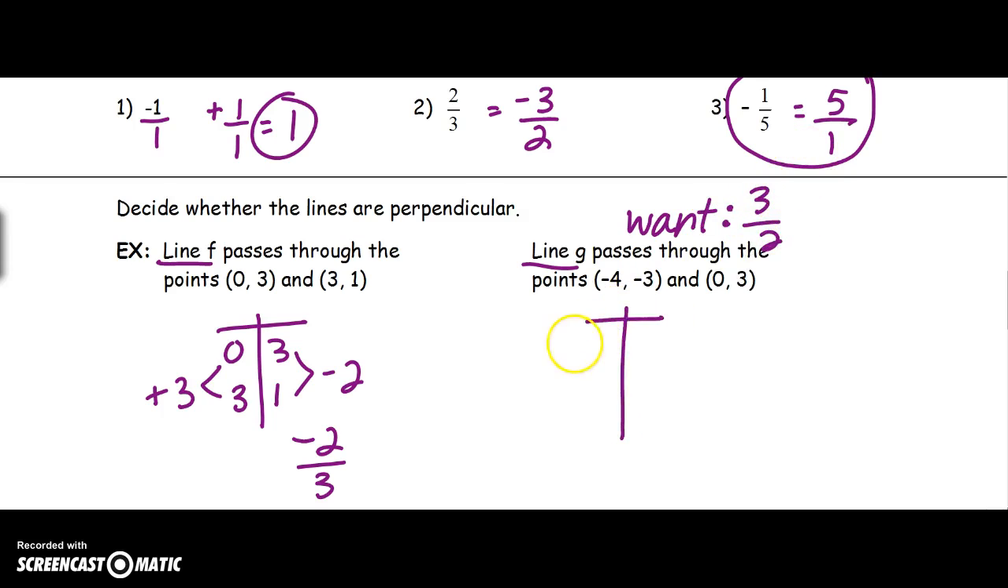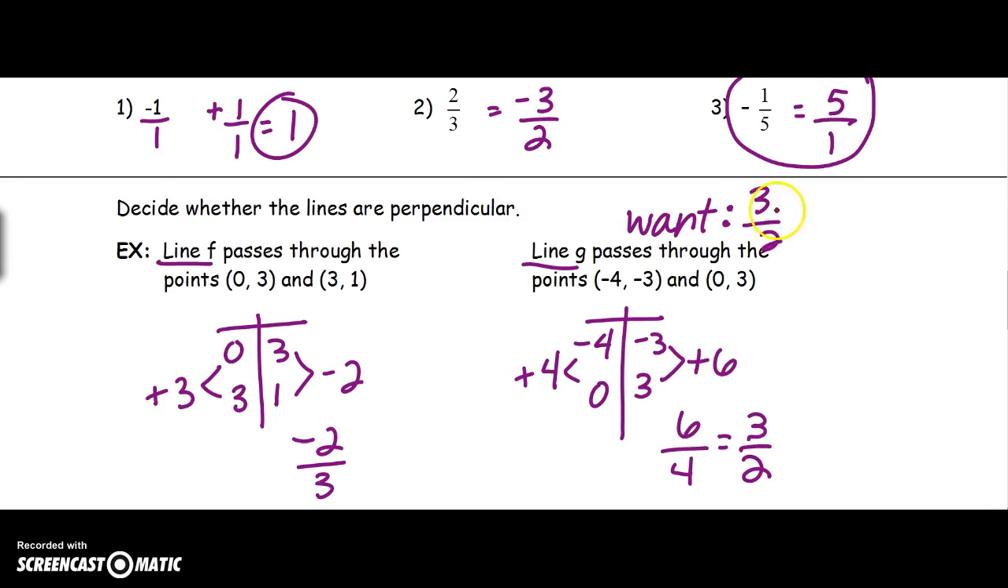So let's find out. Here we have (-4, -3), (0, 3). To get from -4 to 0, you add 4. To get from -3 to 3, you add 6. So here you have 6 over 4, which simplifies to 3 over 2. Is that what we wanted? If it is, then line F is perpendicular to line G.